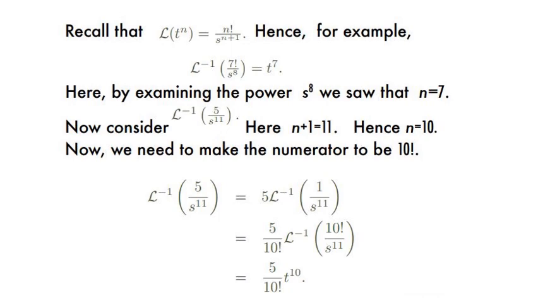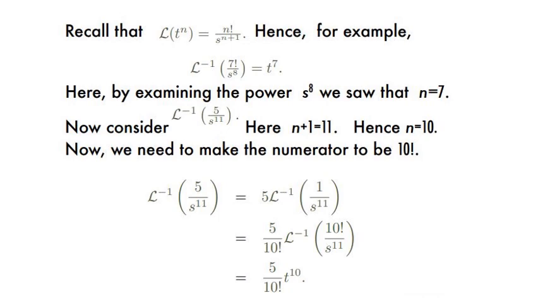We recall the formula Laplace of t raised to n is n factorial by s raised to n plus 1. So for example, inverse of 7 factorial by s raised to 8. So s raised to 8 means n plus 1 is 8, so n is 7 here. So L inverse of 7 factorial by s raised to 8 is t raised to 7.